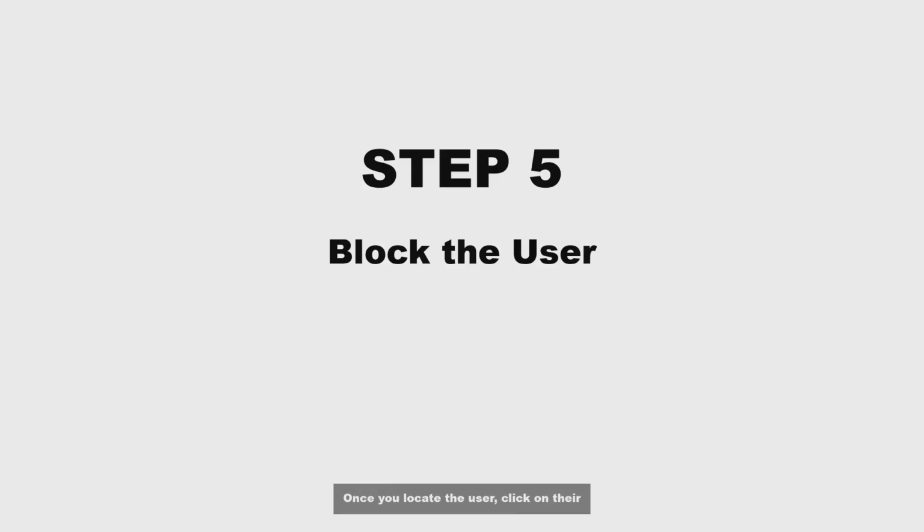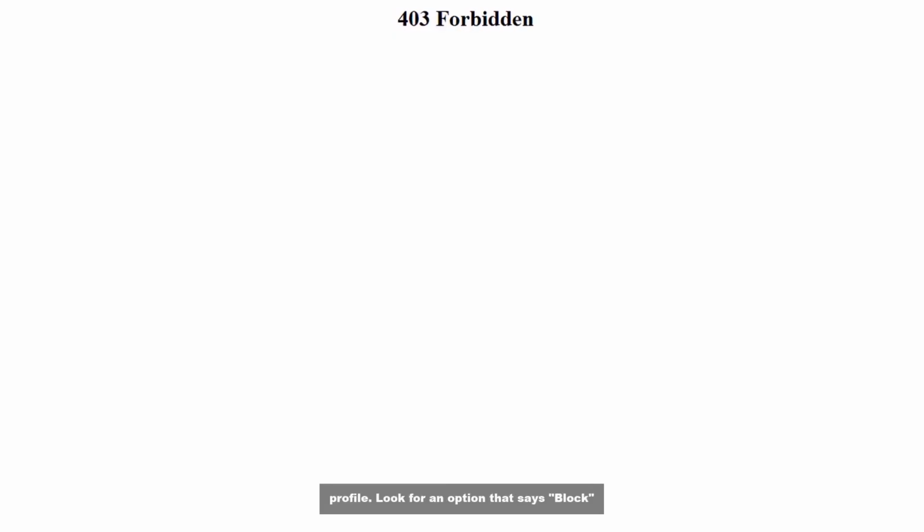Step 5. Block the user. Once you locate the user, click on their profile. Look for an option that says block or remove connection. Confirm your choice to block the user. By following these steps, you can quickly block someone on Kiva and manage your interactions effectively. If you have any further questions, feel free to explore Kiva's help resources.